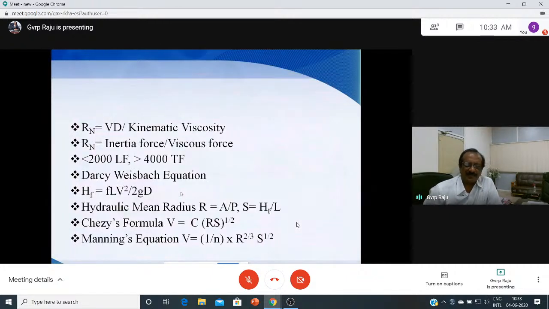And we have the Reynolds number, which is Vd, velocity into diameter by kinematic viscosity, and it is defined as inertia force to viscous force. When it is less than 2000, it is laminar flow. When it is more than 4000, it is turbulent flow.